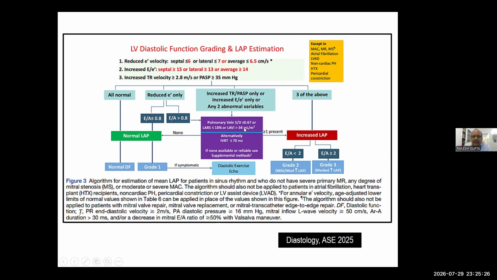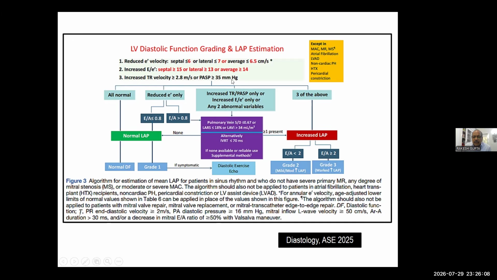LA volume index is less than 34 cc. So more than one is to be positive. I have not seen S-D wave or LA strain or LAVI. Out of these three, one has to be positive. So I say S-D wave, LA strain, and this. If one is positive, we go to increased LA pressures. If one is not positive, we look at IVRT. And if that is there, then we think of raised LA pressure. If none is present, we go back to none. If the patient is still symptomatic, we do diastolic exercise test.